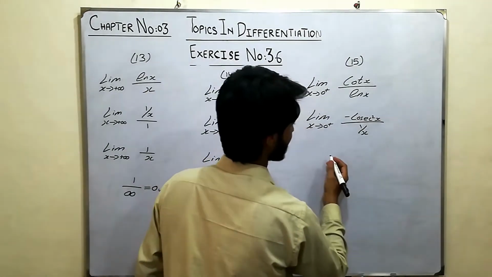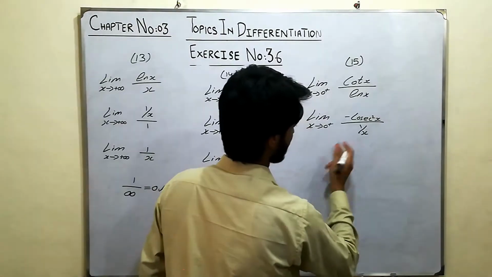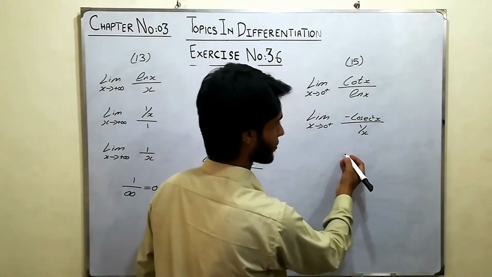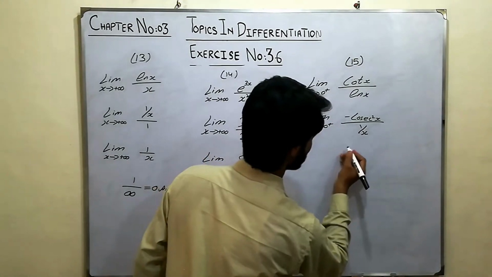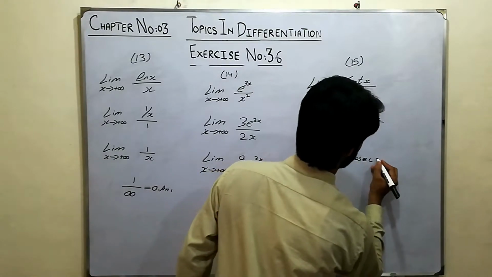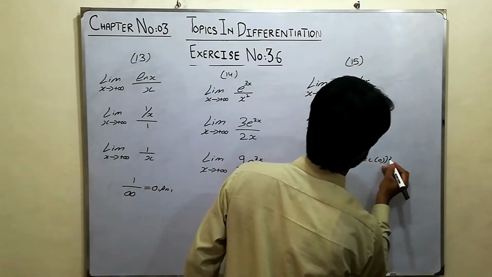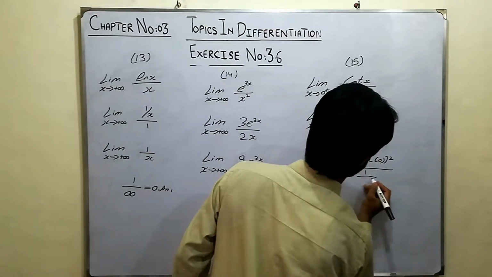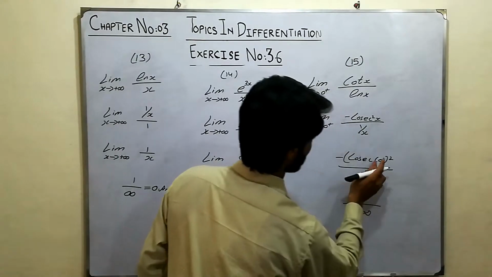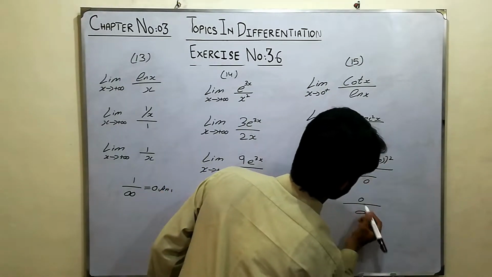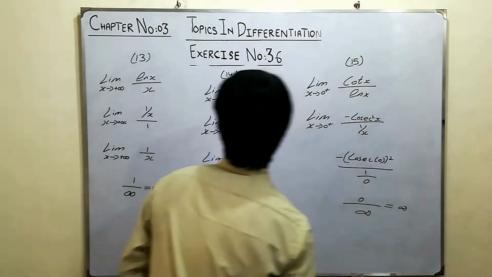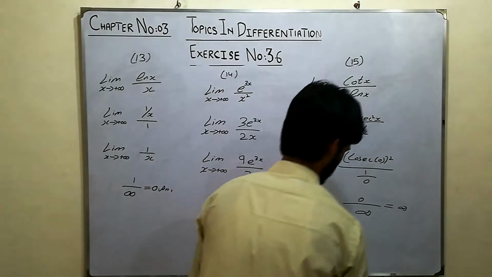Now if we take the derivative again, we can also put the direct limit in that function because we don't have the form infinity by infinity or 0 by 0. If we put the limit, we have minus cosecant 0 squared divided by 1 by 0. 1 by 0 is equal to infinity, and cosecant 0 is infinity. So this is infinity by infinity, we also say infinity.